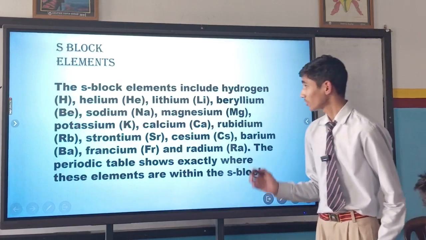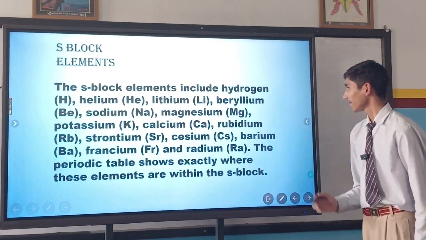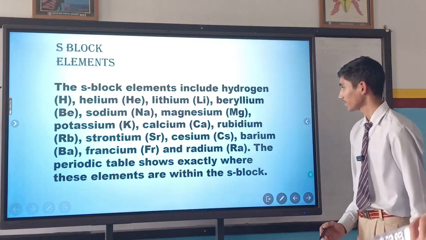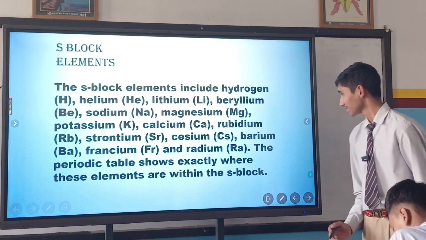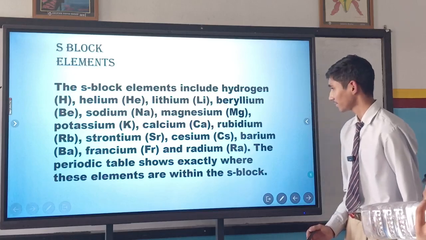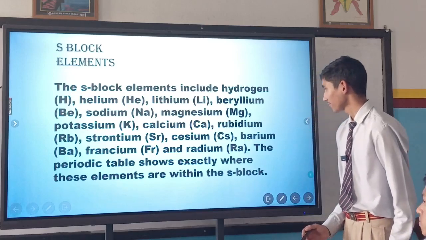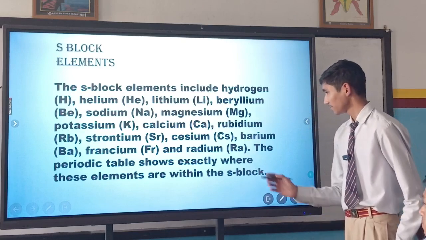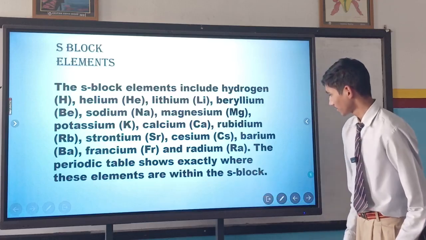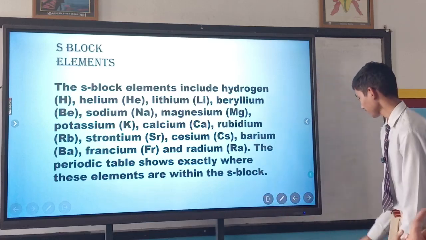S block elements. The S block elements include hydrogen, helium, lithium, beryllium, sodium, magnesium, potassium, calcium, rubidium, strontium, cesium, barium, francium and radium. The periodic table shows exactly where these elements are within the S block.